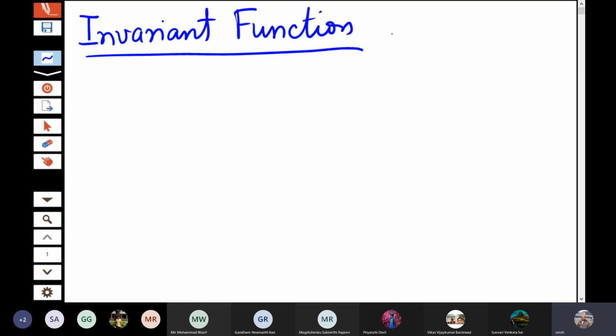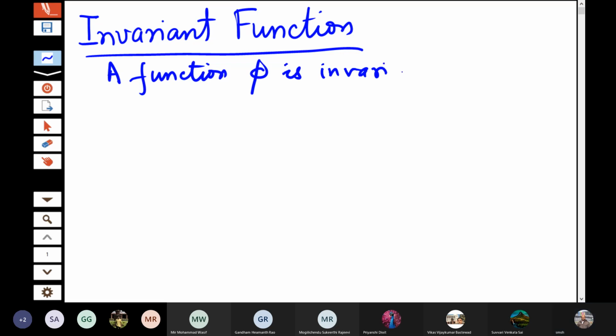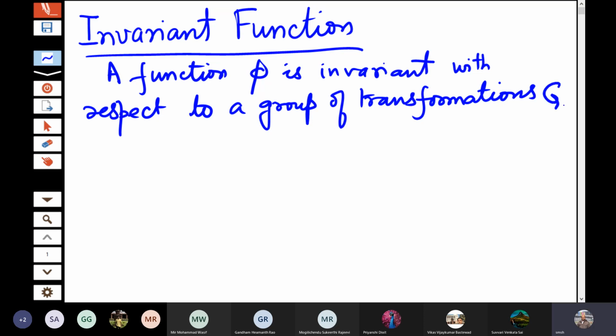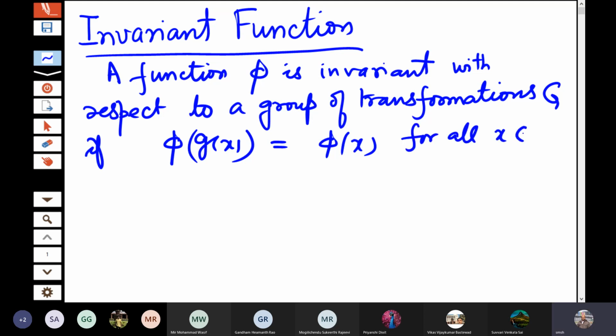So first of all, what is an invariant function? We say that a function phi is invariant with respect to a group of transformations G, if we have that phi of gx is equal to phi of x for all x and all g belonging to G.